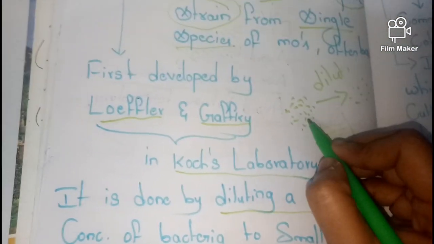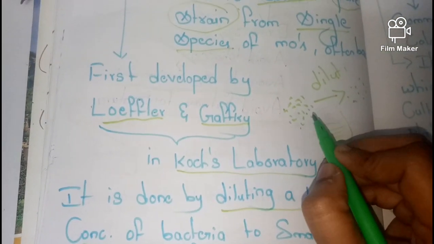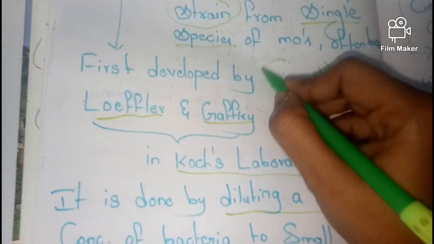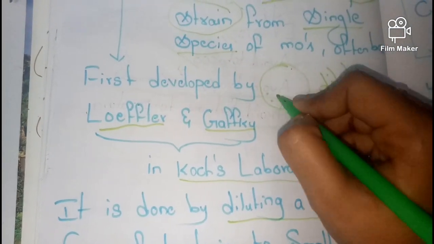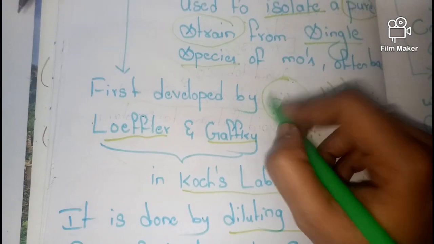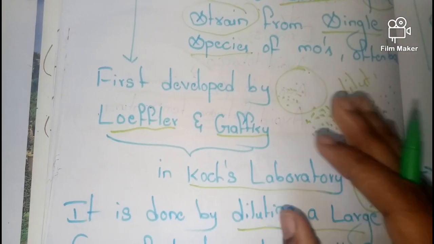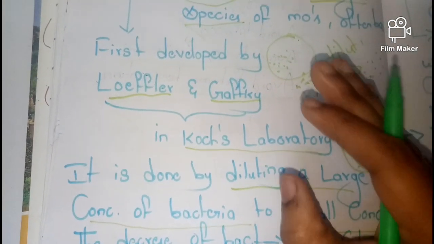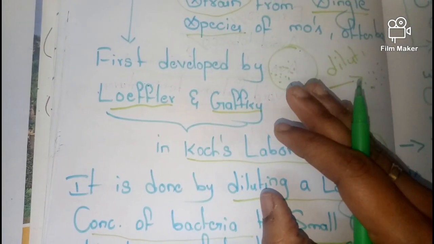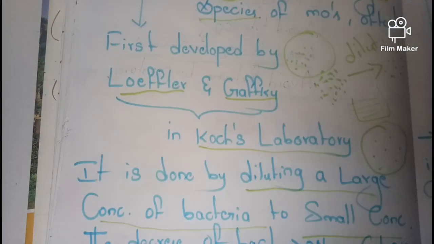Otherwise, if we use the higher concentration of bacteria as a sample in the streaking method, we see the colonies in a clumpy way. We can't find out which type of organism was isolated in the plate. That's why we dilute the higher concentration of the sample into a lower concentration.